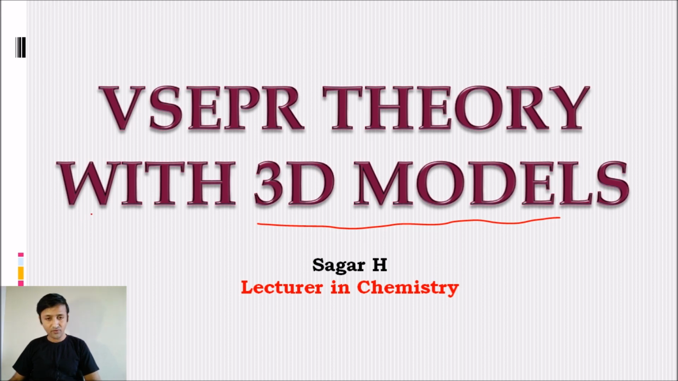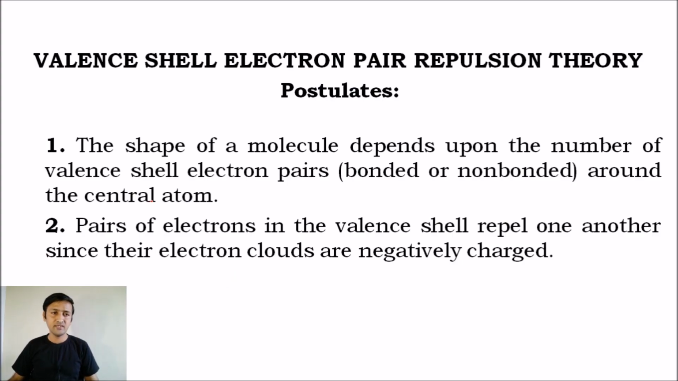Okay, so before going to the 3D models, at first we can take a few postulates regarding VSEPR theory. I have not taken all postulates here, only 4 postulates. In that, the first one is the shape of a molecule depends upon the number of valence shell electron pairs, bonded or non-bonded, around the central atom.